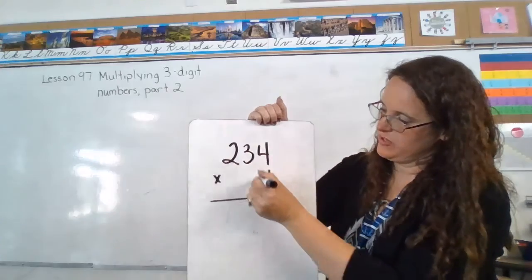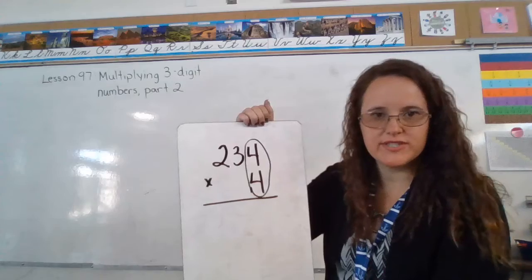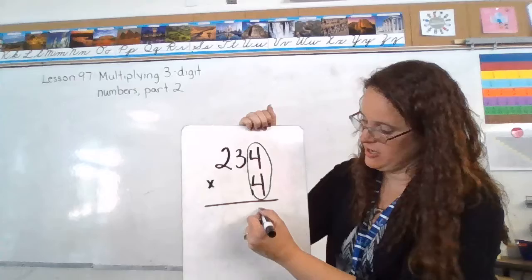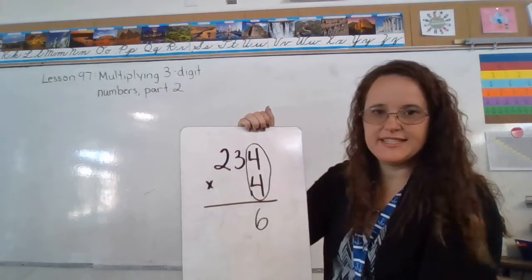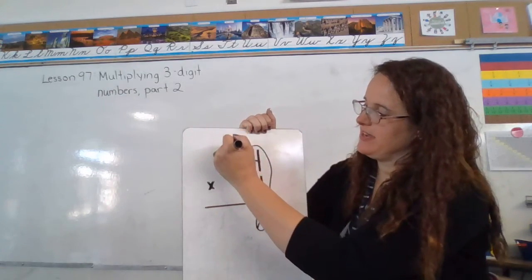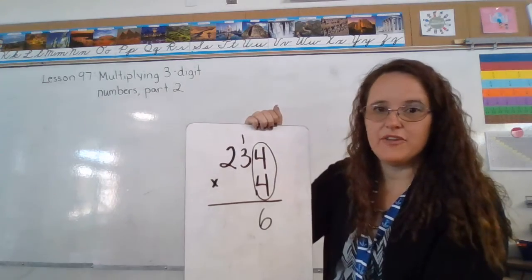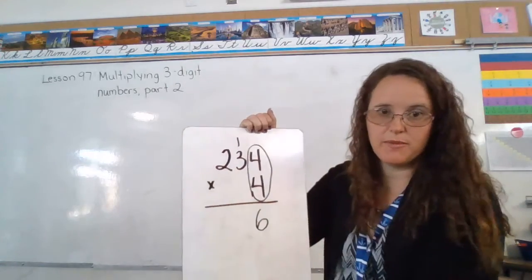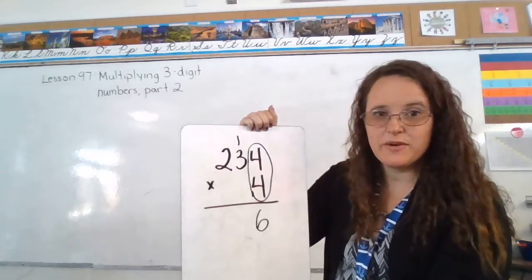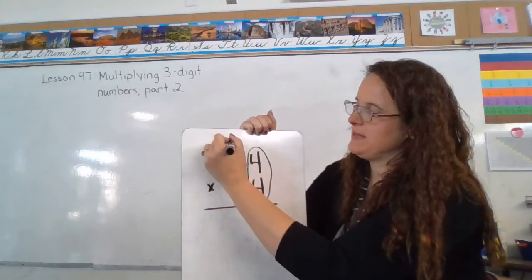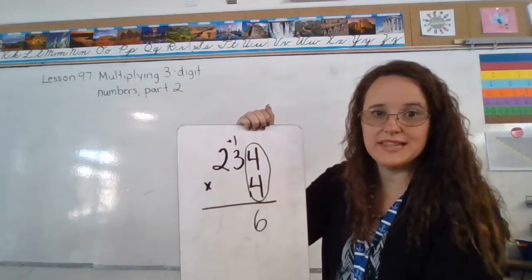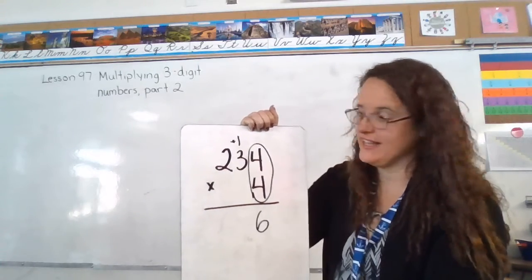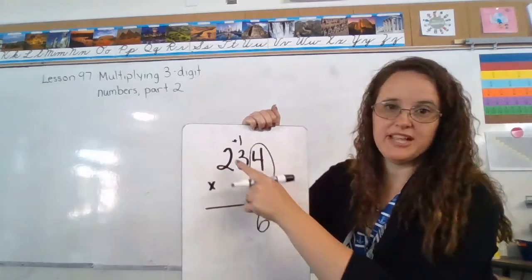So we know that we're going to do 4 times 4 first. 4 times 4 is 16. So just like in addition, we're going to drop that ones place, the 6, and we're going to carry the 10. Now, the difference here is that it's a multiplication problem. But this 10 that we're carrying needs to be added. So I like to put a little +1 up there to remind me that I'm not multiplying it, I am adding it to my total after I multiply the 10s.